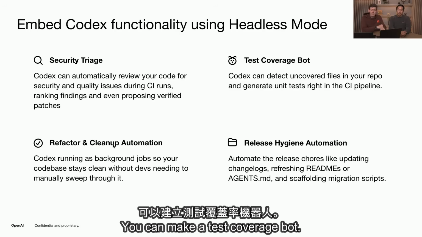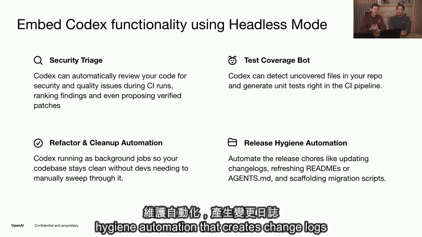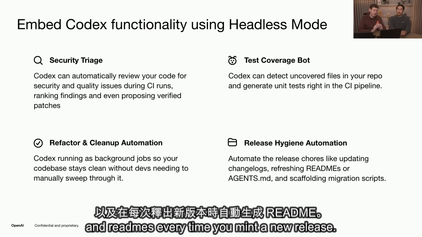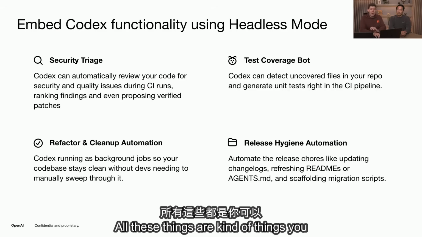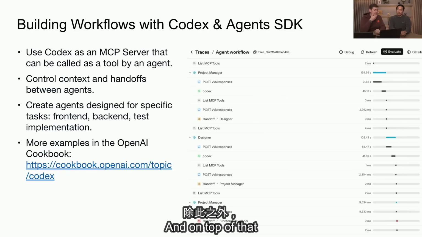You can do things like security triage. You can make a test coverage bot. You can do a refactor and cleanup automation. You can do a release hygiene automation that creates change logs and readmes every time you mint a new release. All these things are kind of things you can just build into the software development lifecycle here.